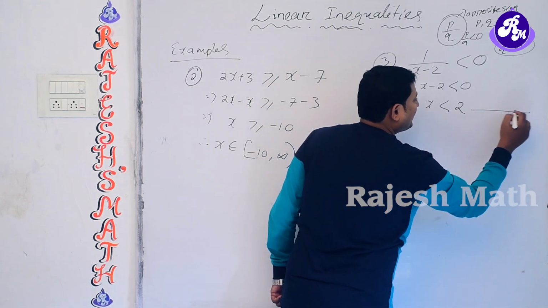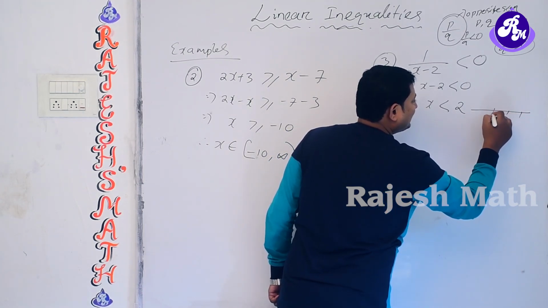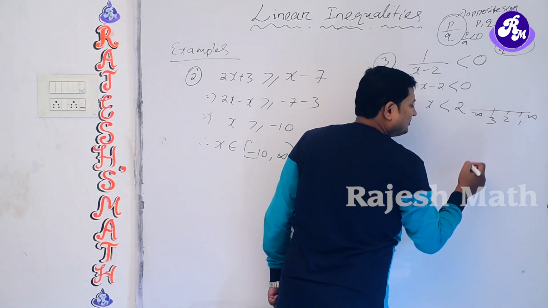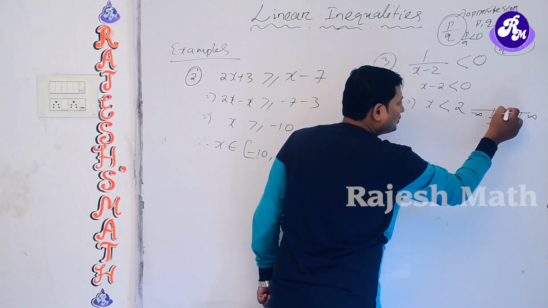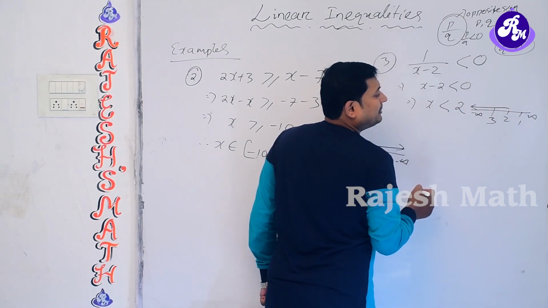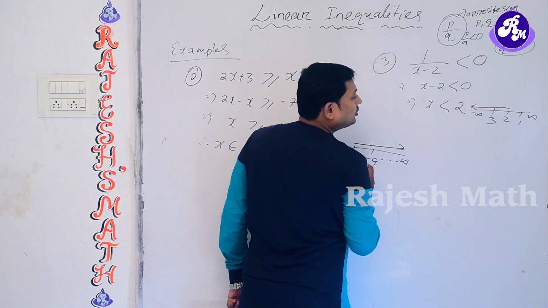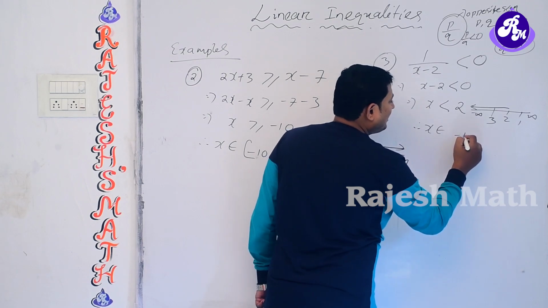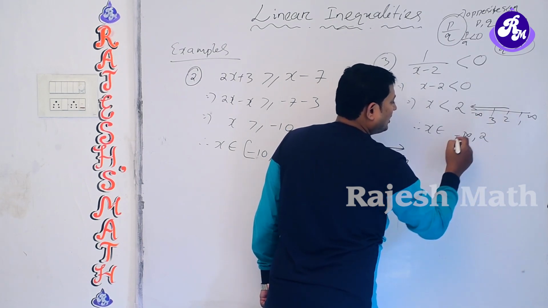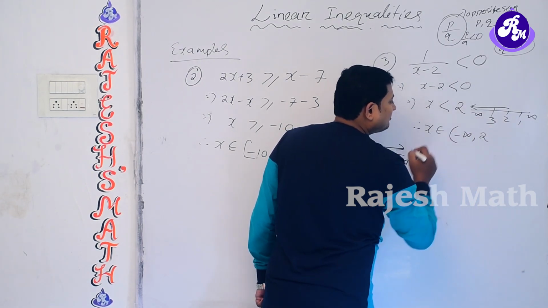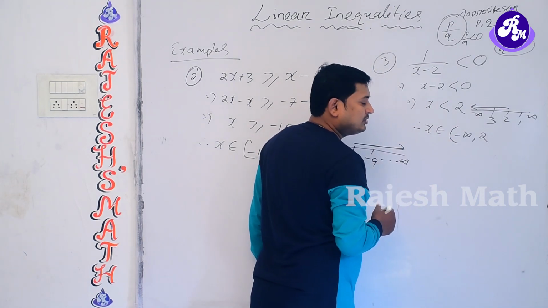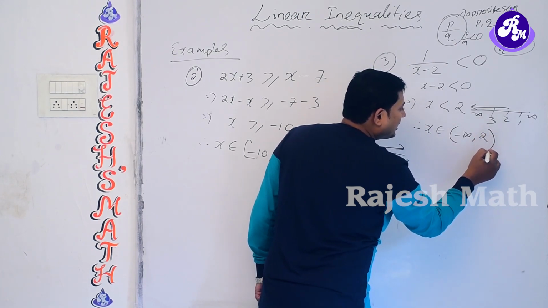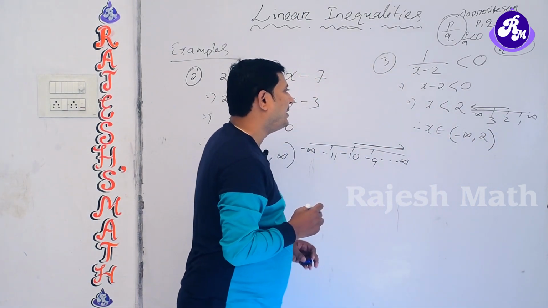Now, draw the number line. This is 2, this is 1 and this is 3. This will be minus infinity, and here comes the plus infinity. X less than 2 means all the numbers from 2 down to minus infinity. So, x belongs to minus infinity to 2. Infinity and minus infinity will be within the open interval. Here x less than 2 is given, so 2 is also placed in the open interval.